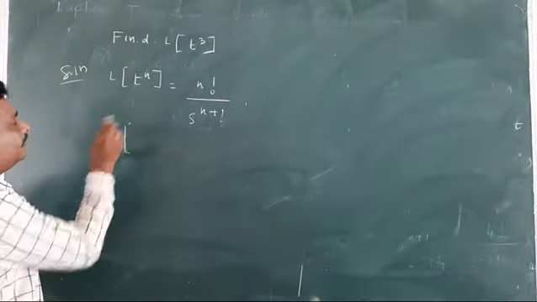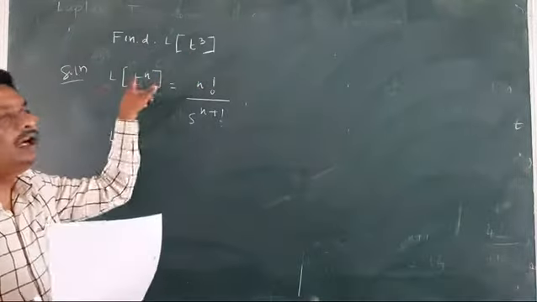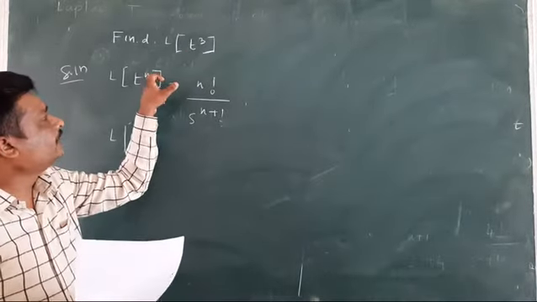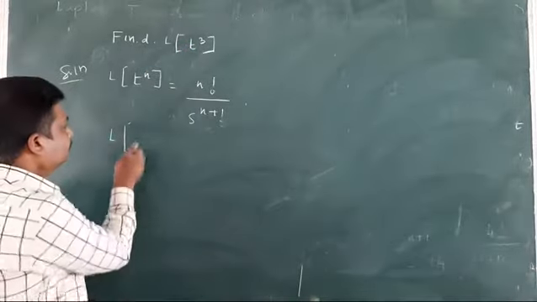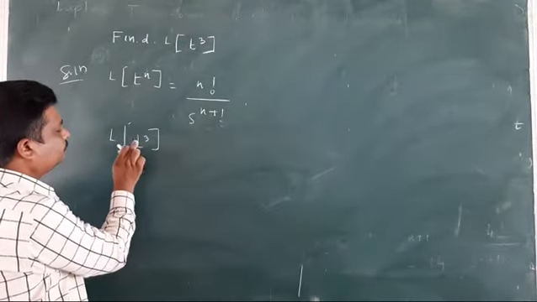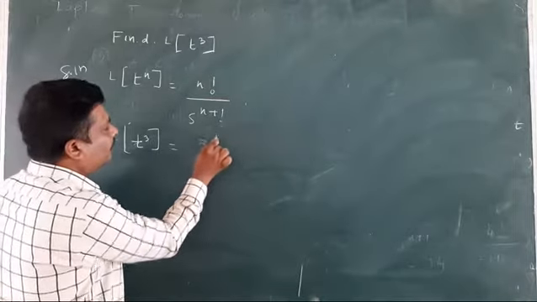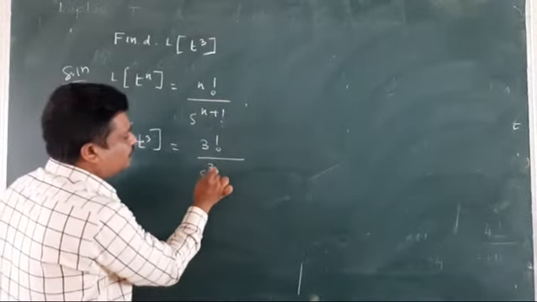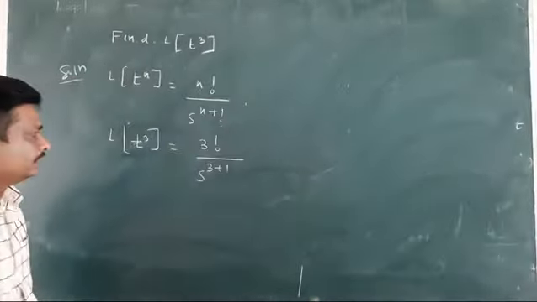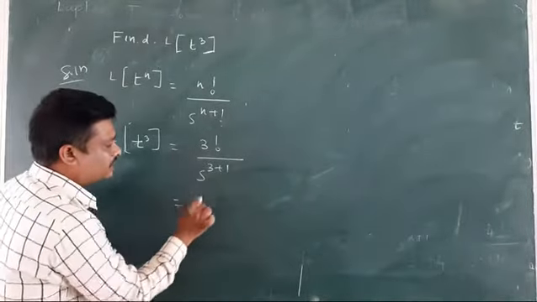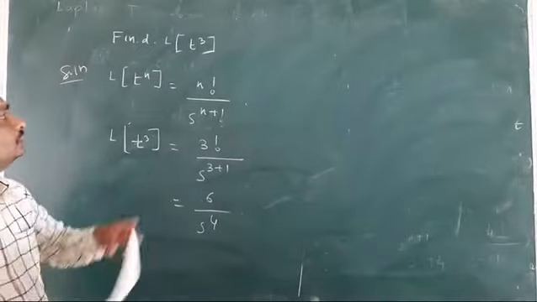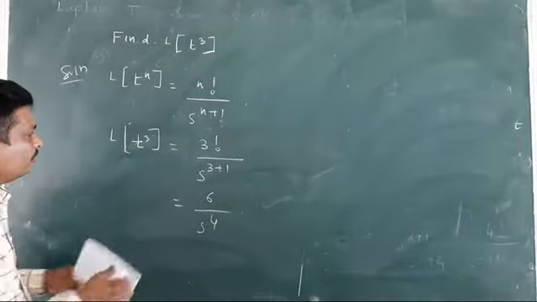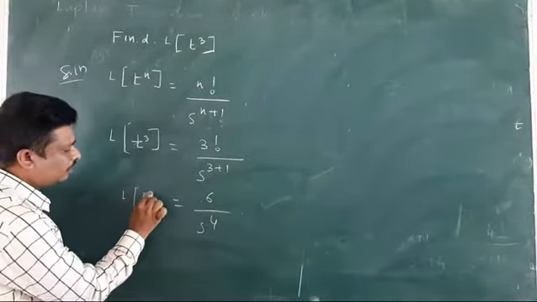So I will compare the function with the formula. Here, after comparing, I can see the value of n is 3. So that is, Laplace of t cube is equal to 3 factorial upon s to the power 3 plus 1. That is, 3 factorial is nothing but 6, upon s to the power of 4. So this is the Laplace transform of t cube.